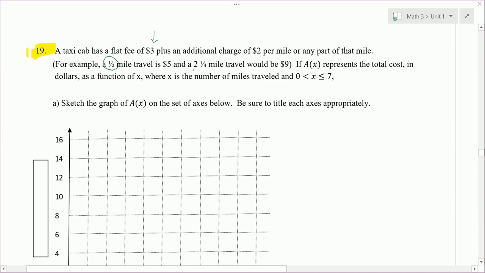Someone that's gone 2 1/4 miles would pay the same as if they went 3 miles. So $2 per mile, so that's 2 times 3 is 6, plus the additional 3 gives you 9.